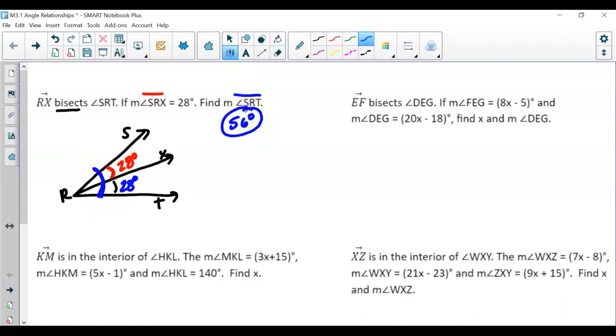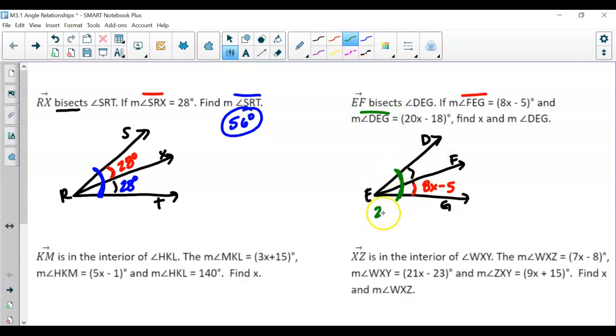So make sure, right, to draw that picture, that representation. So like here with EF bisecting DEG. So angle DEG, and EF is bisecting. So again, we can make those marks here to show the angle bisector. If the measure of angle FEG, which is here, is 8x minus 5, and DEG, that is the whole angle, is 20x minus 18, find x and the measure of DEG, the whole angle.